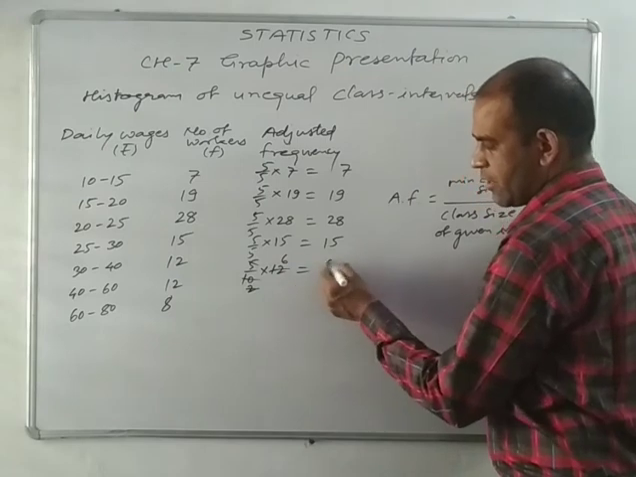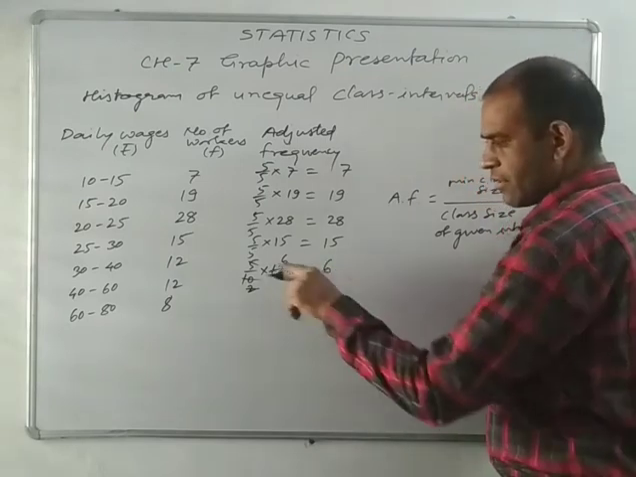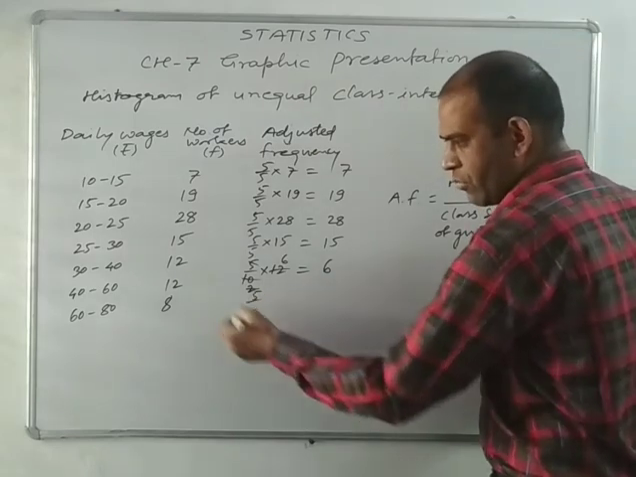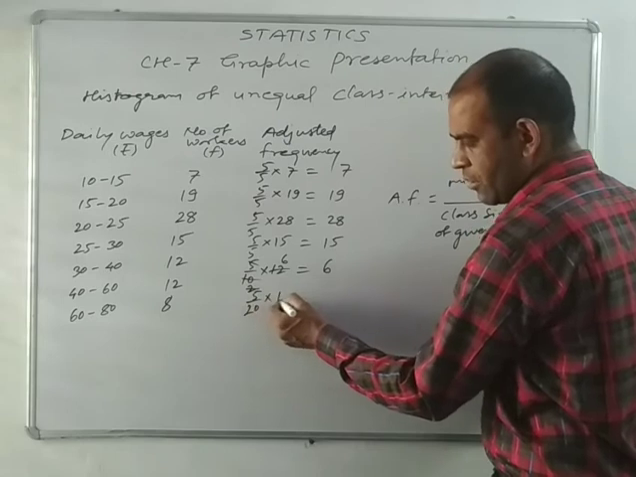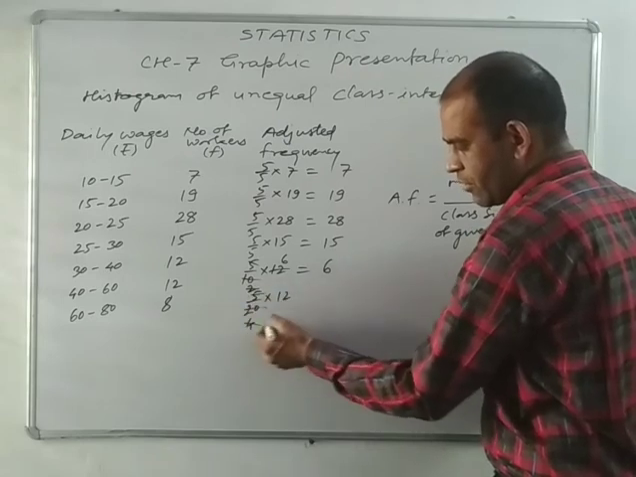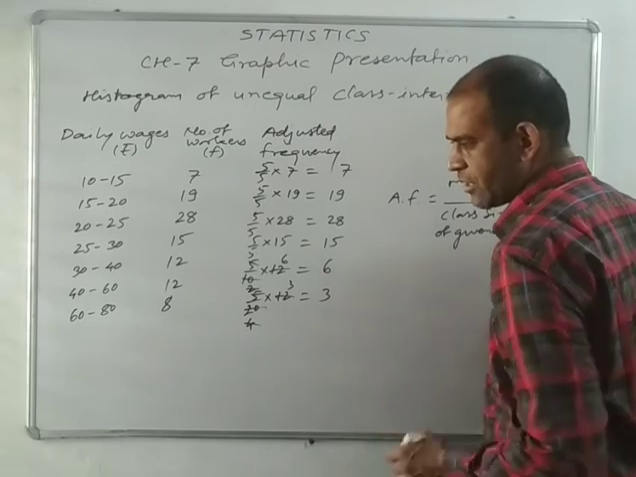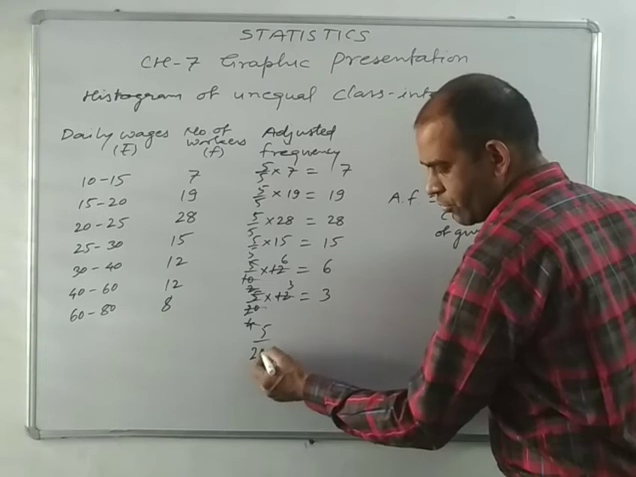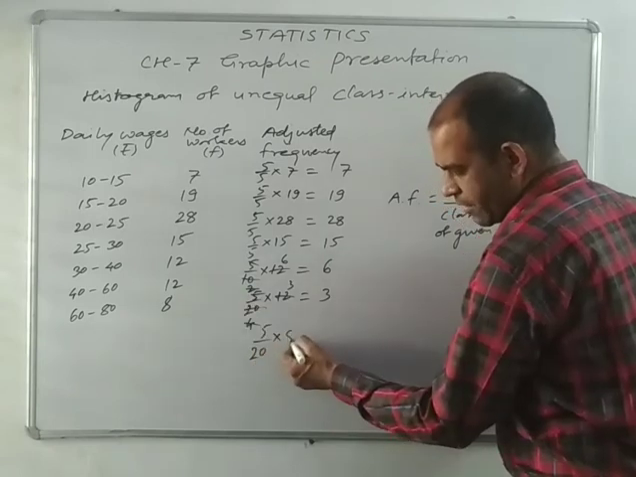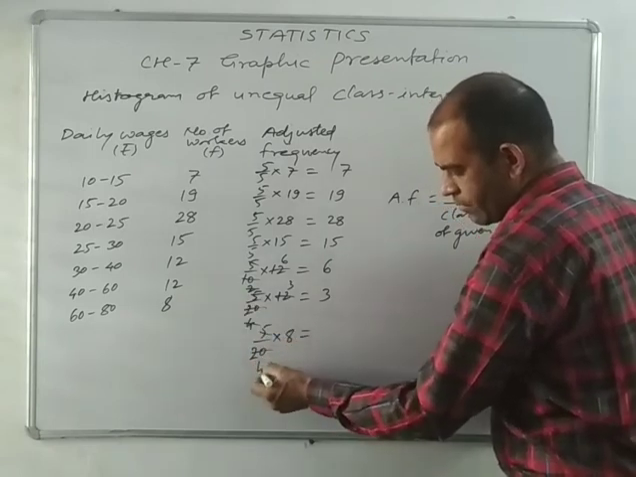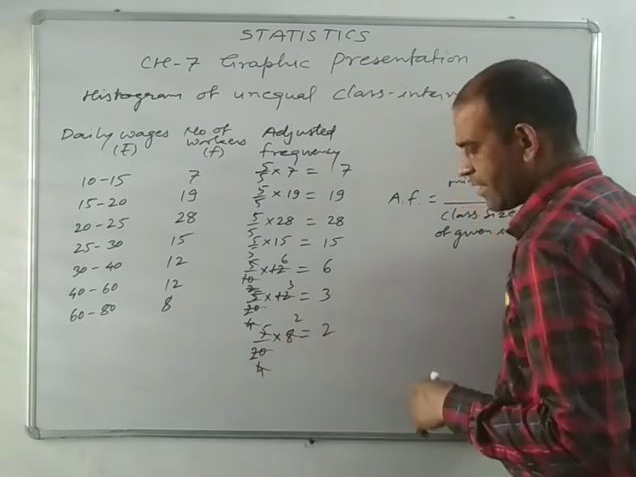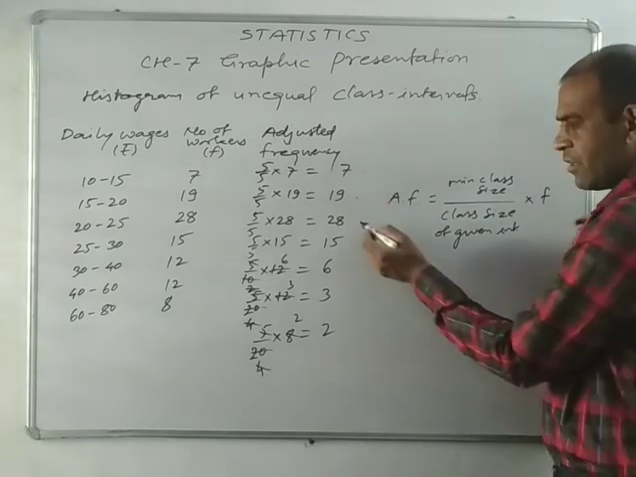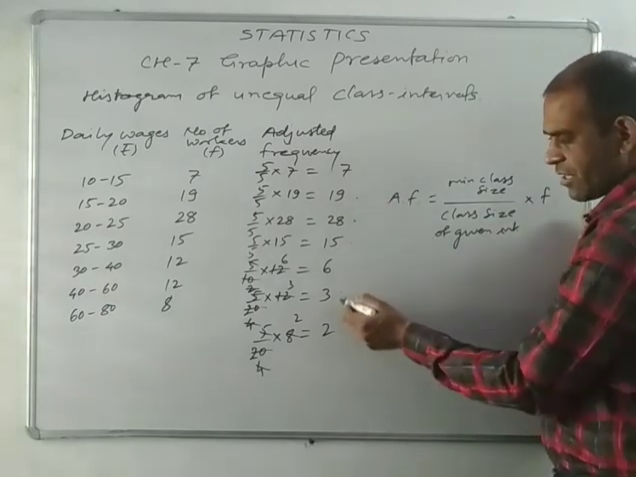Here the frequency is adjusted. 5 upon 10 into 12. Again 5 upon 40 to 60, 20 into 12. 5 4s are 20, 4 3s are 12, 3. Again last, 5 upon 20 into frequency 8, 4 2s are 8. Its final adjusted frequency is 2. So 7, 19, 28, 15, 6, 3, 2.